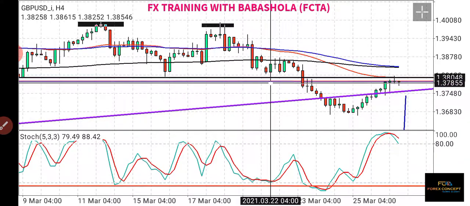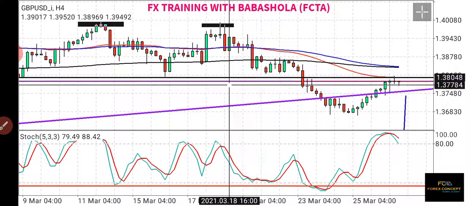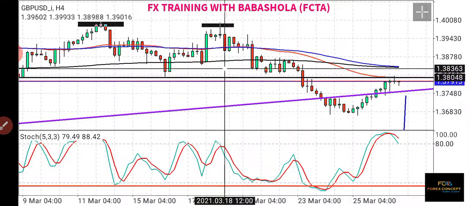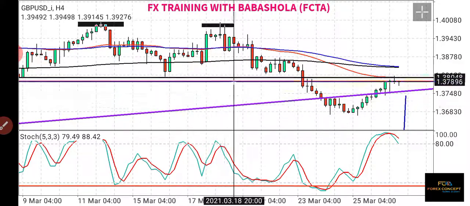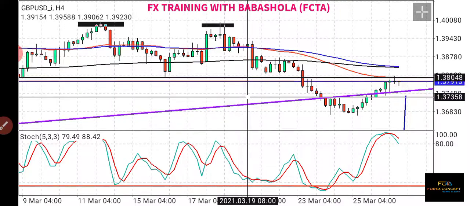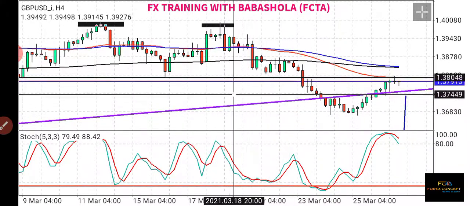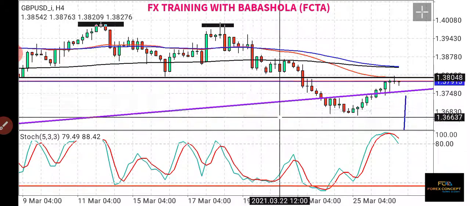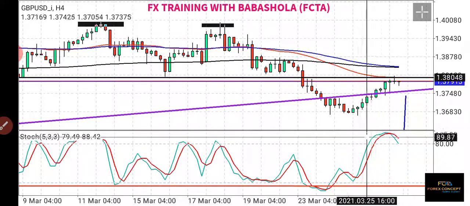1.38048 level, and if they retest, more sellers will be at this 1.38048. More sellers will be at this location. So if the price is touching this resistance, it means that more sellers are here, and we are expecting the price to push further down. You can see the stochastic is at the oversold.